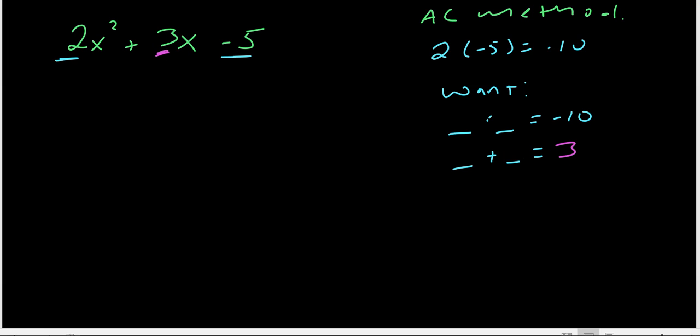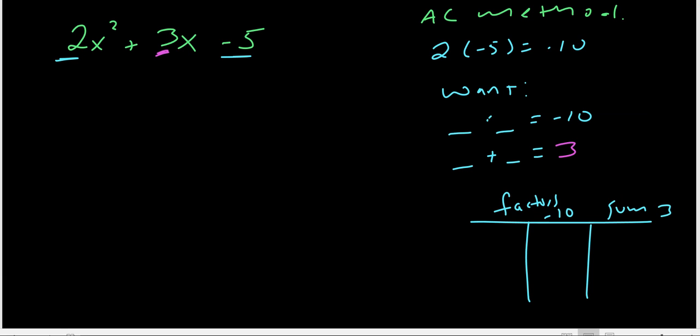Now, I always make a table when I do this, okay? Just because it helps me keep track of things. So I'm going to make a little chart. Okay? And the last column is just going to be the sum, and the first two columns are the factors. So I need to multiply that, remember, to be a negative 10, but it has to add up to be a 3. So keeping track, and I always start at 1 and work my way up.